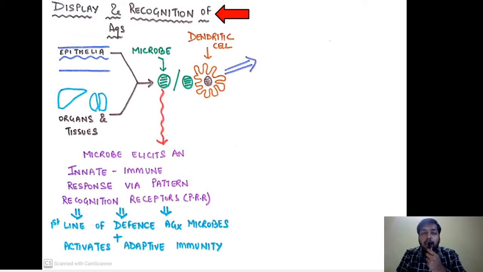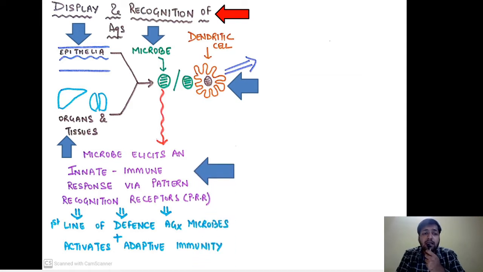What I want to tell you is that in our epithelium and in the various organs and tissues, microbes can enter. Once they have entered these tissues, the microbes alone or in combination with dendritic cells are going to elicit an innate immune response, with the help of pattern recognition receptors, as I have already discussed before. This is the first line of defense against the microbes, and it will also activate the adaptive immunity.